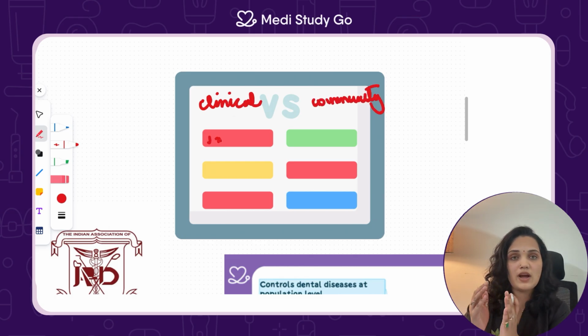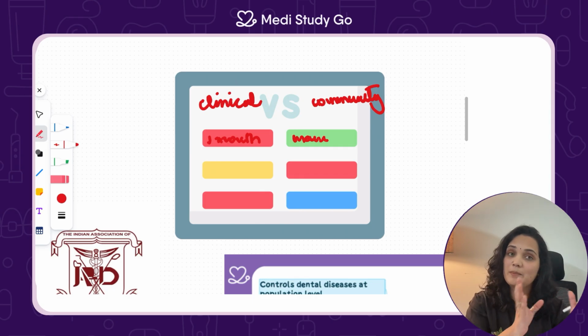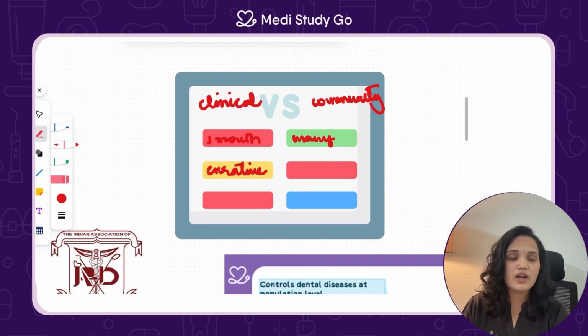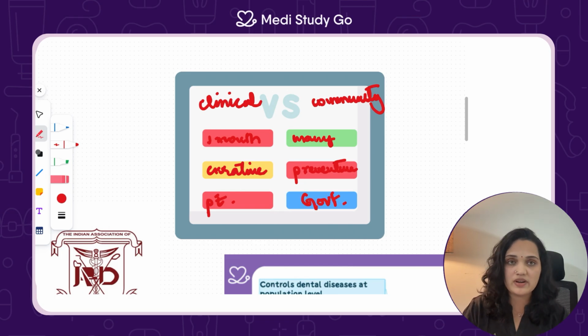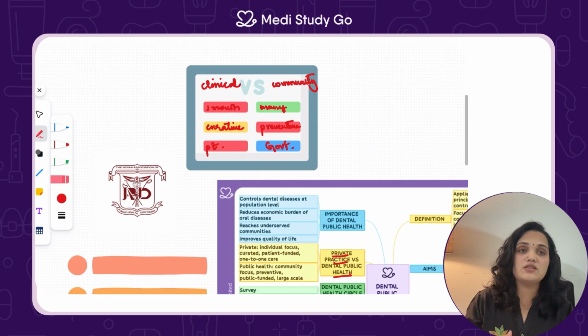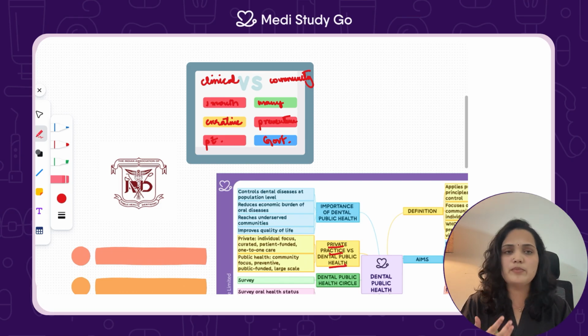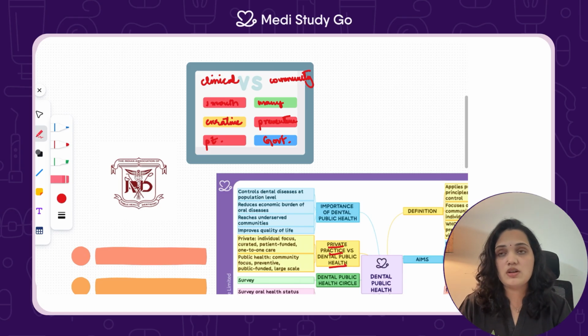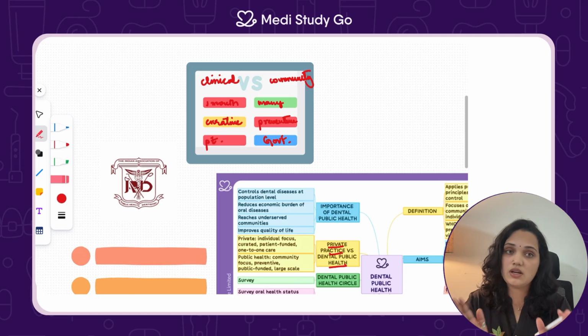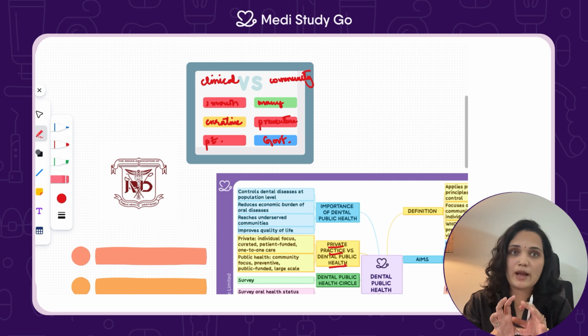Clinical dentistry is one mouth, whereas public health dentistry is many mouths. Clinical dentistry is curative, and public health is preventive and promotive. Clinical practice is patient funded, and public health is usually government or public funded. So, to sum it up, clinical dentistry is patient oriented, whereas dental public health is population oriented. And this can appear as a 5-mark question. In this contrast, public health versus private practice, is your backbone for the answer.